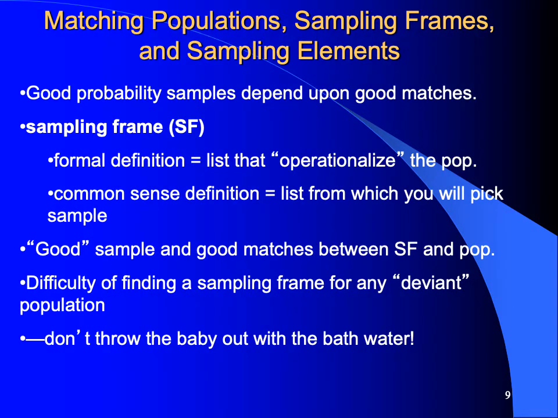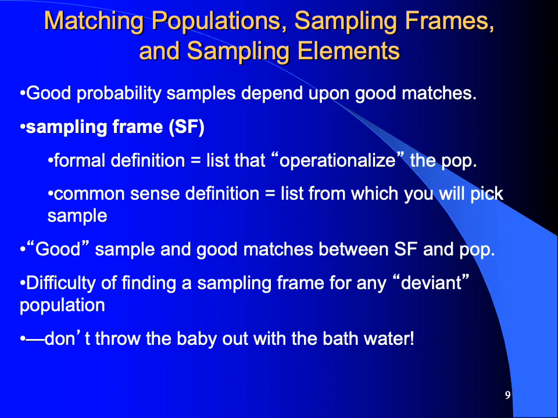All right, matching populations, sampling frames, and sampling elements. Good probability samples depend on having a sampling frame that is representative of the population. This will make more sense when I tell you what a sampling frame is. We need to have a good match between our sampling frame and our population when we use inferential statistics.